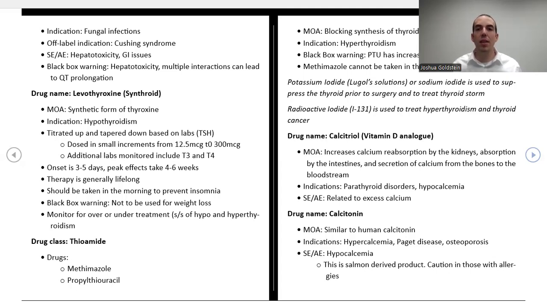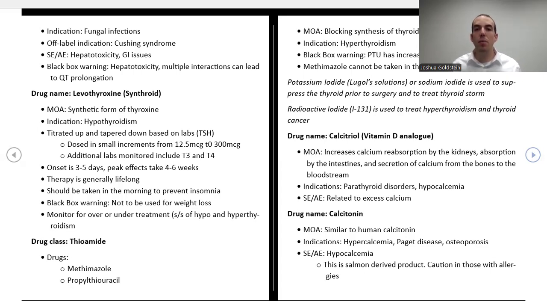These are used to suppress the thyroid prior to surgery and also to treat thyroid storm. And then we also have radioactive iodine, which is used to treat hyperthyroidism and thyroid cancer. Really quick, the first ones, the potassium iodide and sodium iodide, flood the thyroid with iodine. When there's too much iodine, the iodine is not able to do its job. The second part, the radioactive iodine, works by actually killing off part of the thyroid.